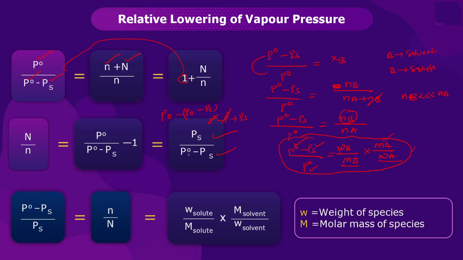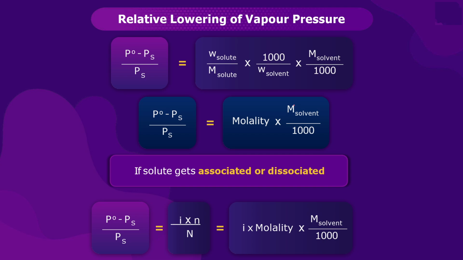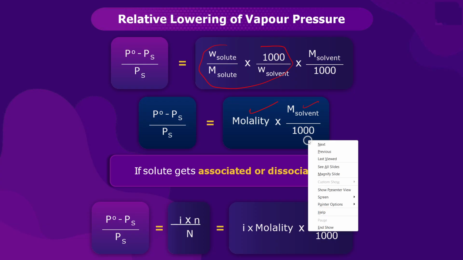So again you can take the reciprocal. P naught minus Ps upon Ps will come. In case of this one P naught and in case of this one Ps. Number of moles of the solute upon total moles. So then solute molecules neglected, then this formula is the same. This will not change, only this will change. So this is about RLVP, relative lowering of vapor pressure. You can change like this, P naught minus Ps upon Ps. So if you multiply and divide with 1000, then you will get molality here. So molality into molecular weight of the solvent upon 1000.